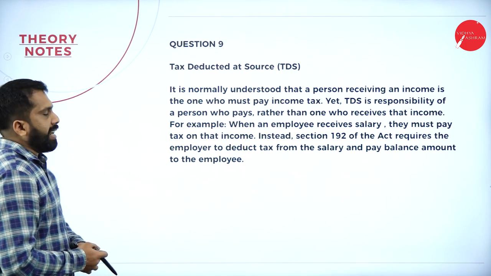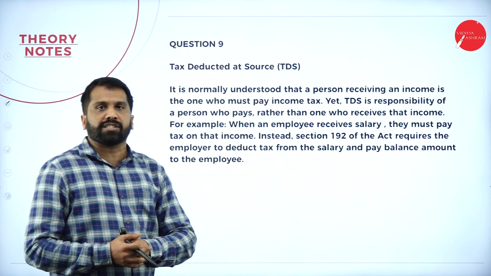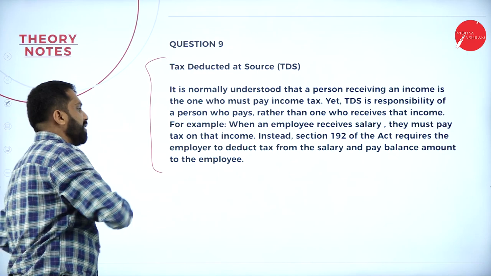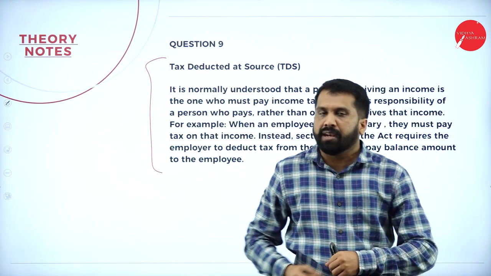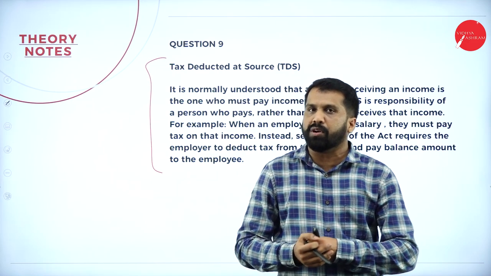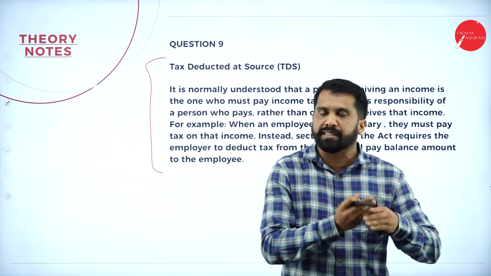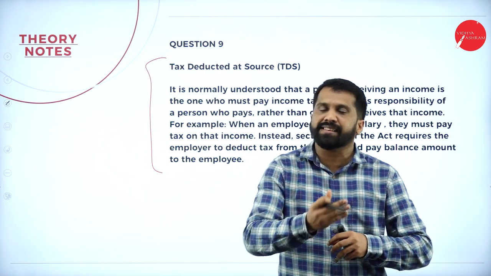Tax deducted at source, TDS. Now, what is TDS? This is also your 5 marks theory. Very simple. I have an amount of 10,000 with me. I got income of 10,000. What will the government do? They will not give you 10,000. They will deduct 30% tax and give me 7,000, because tax is deducted there itself.